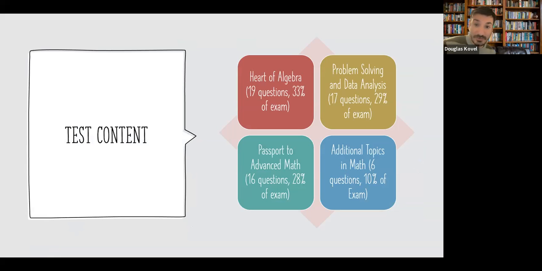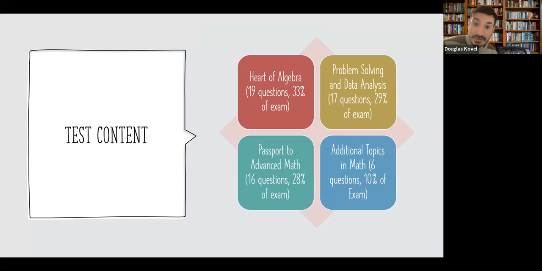So overall, the questions fall into 4 broad categories. The first category are the Heart of Algebra questions, which you see are about 33% of the test. These questions primarily test your ability to analyze, solve, and create linear equations, as well as systems of linear equations. And to a lesser extent, they also test linear inequalities and systems of linear inequalities.